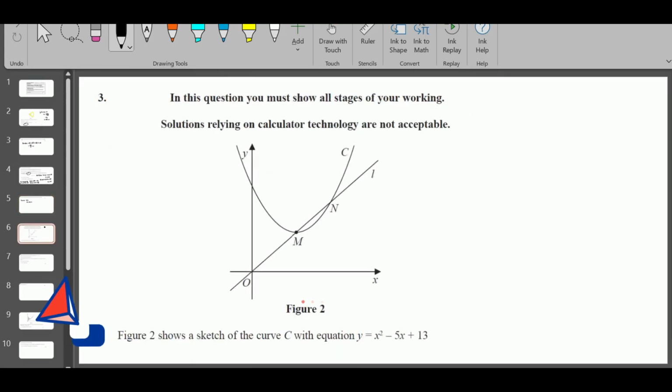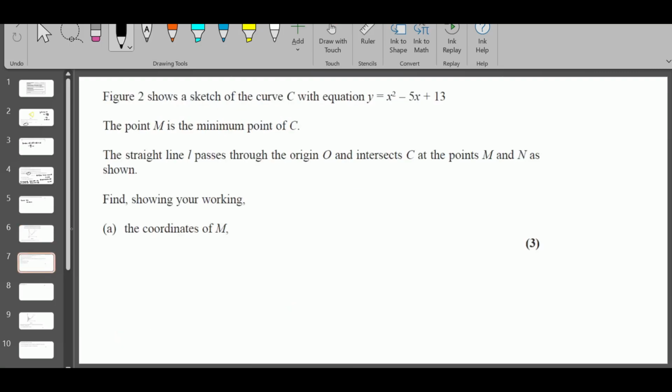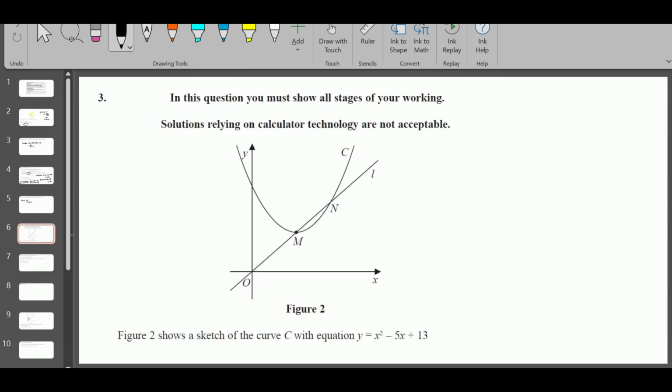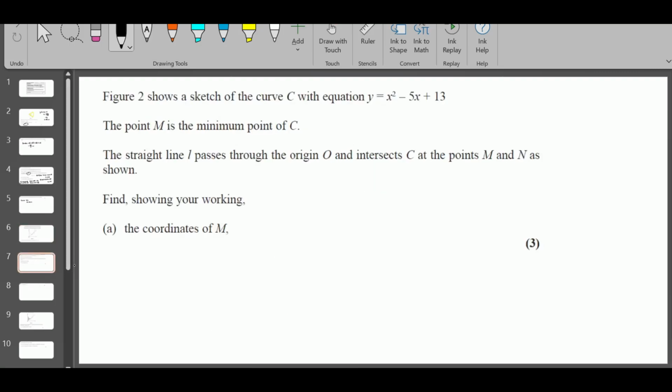Question number 3. We have a quadratic function given, x square minus 5x plus 13, and then the question says M is the minimum point. Straight line L passes through origin and intersects C at M and N, as you can see from the figure. Okay, first find the coordinates of M, the minimum point. To find the minimum point, you can apply completing the square or differentiation. So I'm going to apply completing the square here.